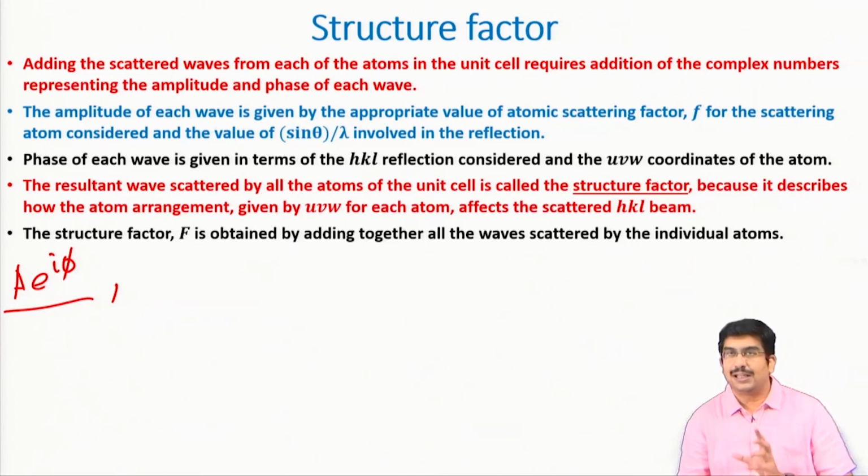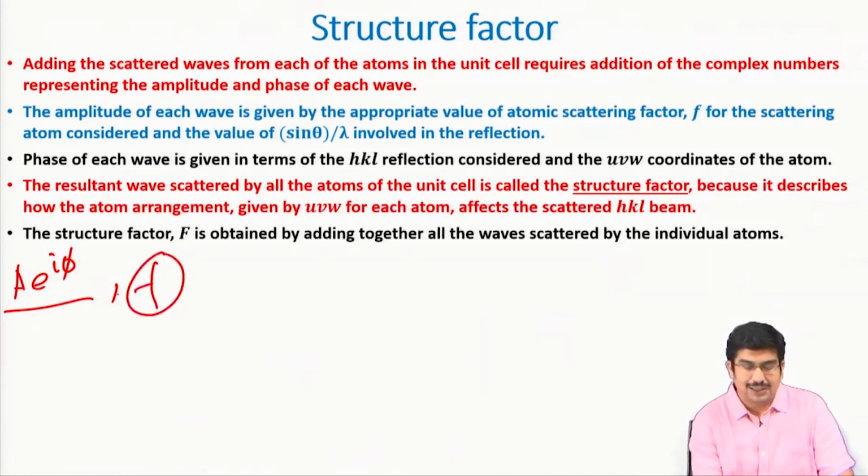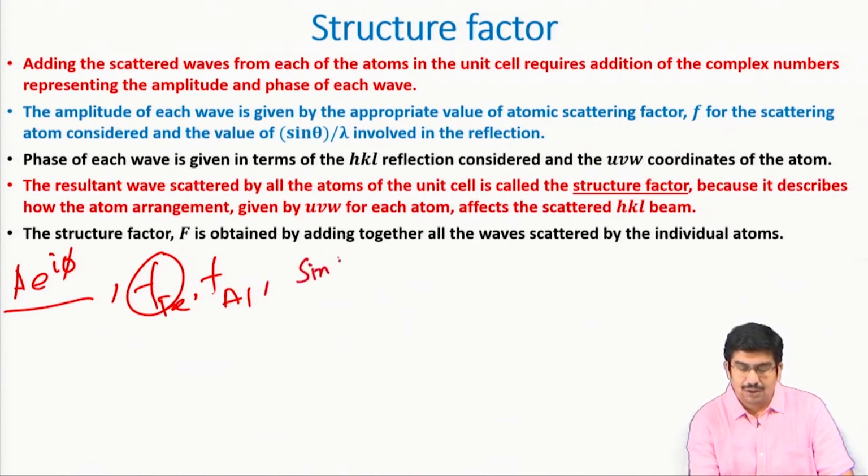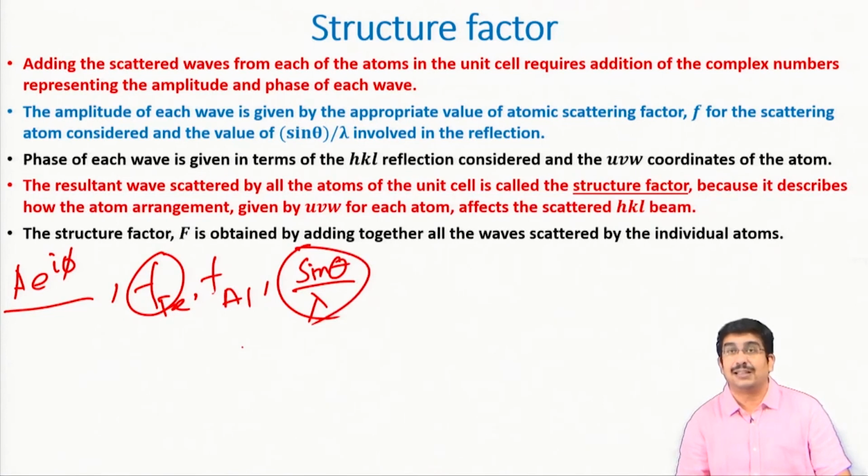So, amplitude is given by the appropriate value of atomic scattering factor. We have already seen that if we have two different elements, we can write two different atomic scattering factors. If we have one single type of element, we can write one single atomic scattering factor, and we have to find the appropriate value of this atomic scattering factor considering sin theta by lambda.